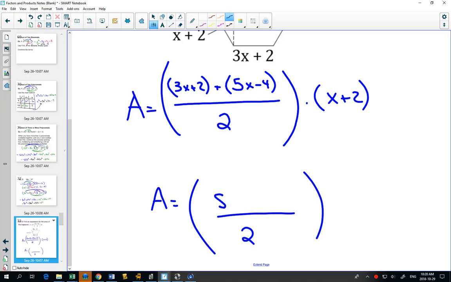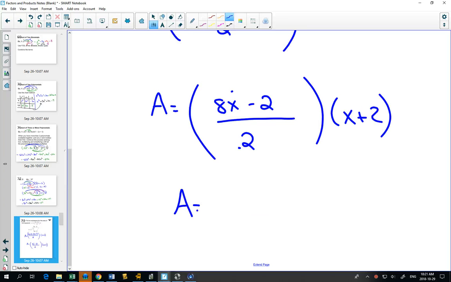I have some like terms. This becomes 8x minus 2, still multiplied by x plus 2. If it was numbers, if you had 8 here and 2 here, what would you do? You would divide. Can we divide? Sometimes algebra doesn't let us do what our numbers do first. Can you divide 8x minus 2 by 2? What would you get? 4x minus 1.